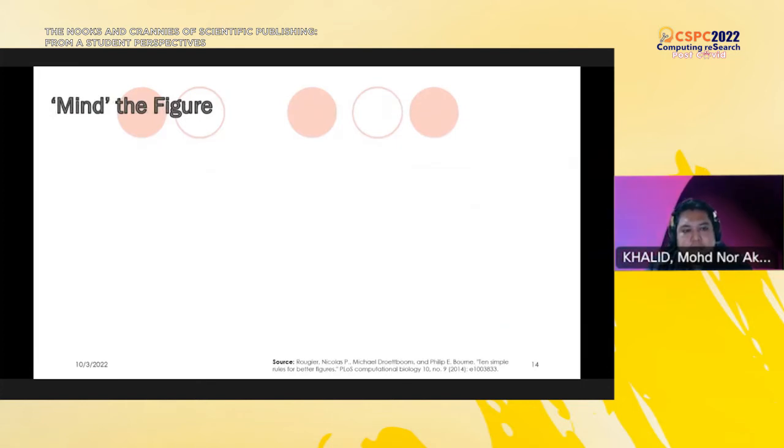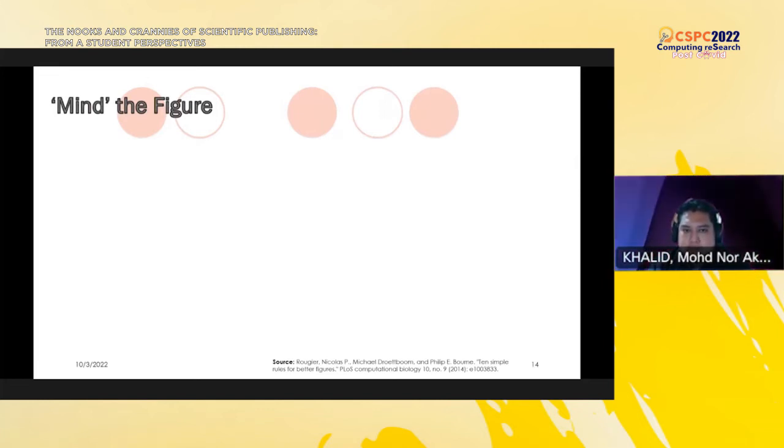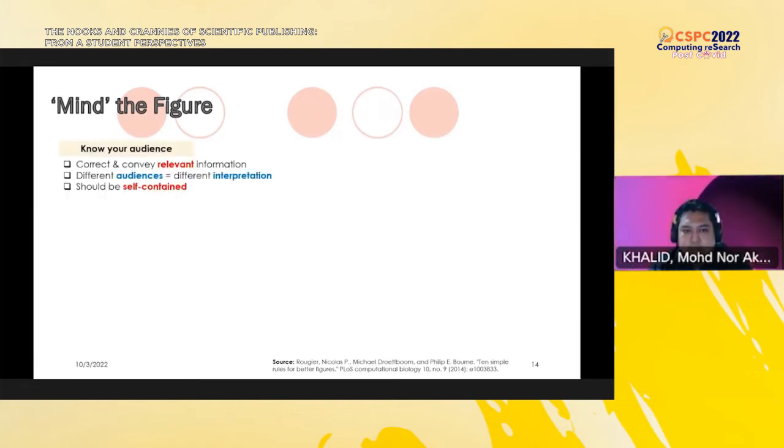Now we come to the figure. Whenever you present your result, there is a tendency to use a table. But I believe figures are much better than tables, as long as your data are not too much. Of course, you have to present it in a certain way. If you use a figure, you need to have certain key elements or key focus that you need to keep in mind.